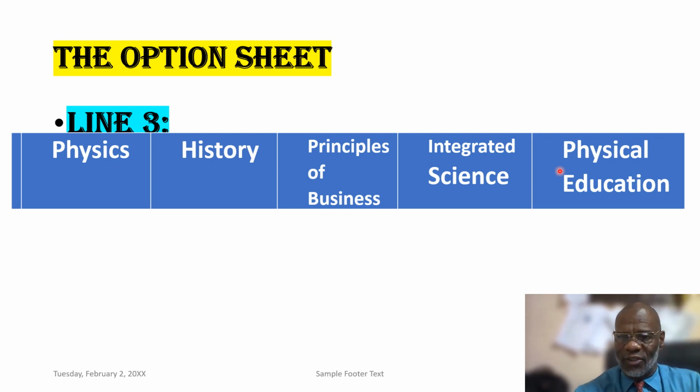All right. So you cannot choose physics and POB, right? Because they are being offered at the same time. So you have to just choose one of these. Good. So if you choose physics, you can choose history, POB, integrated science, or PE, right? So you choose your subjects along the career path that you have in your mind.